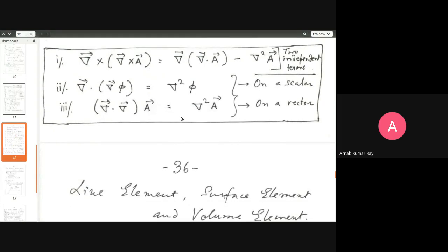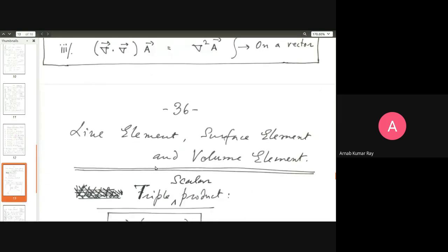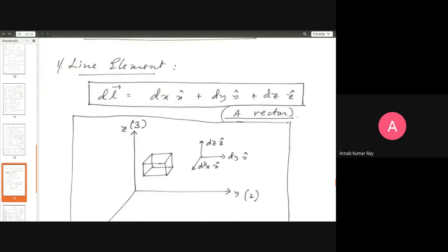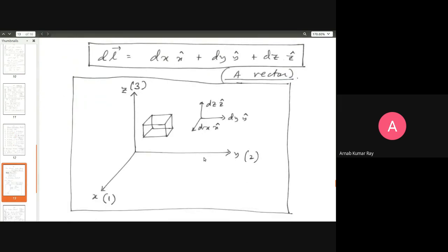Thereafter, we began the discussion on line element, surface element, and volume element. This is preparatory to our taking up discussions on vector integration. We have talked about vector differentiation so far, divergence, gradient, curl, and now we shall take up vector integration. So in order to do so, we had to understand some basic ideas about line element, surface element, and the volume element. So in the Cartesian, I'm just briefly revising a few points taken up in the last class.